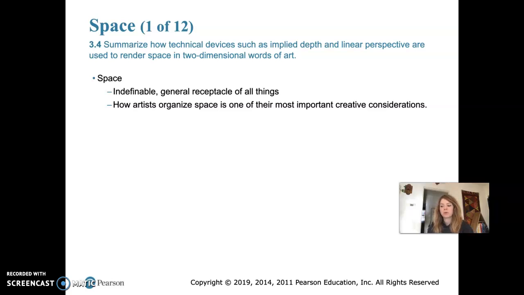Architects are especially concerned with the qualities of space. Imagine how you feel in a room with a low ceiling. And then what if you were in a room with a 50-foot ceiling? What if you added skylights? Your experience of that room would change dramatically, right?